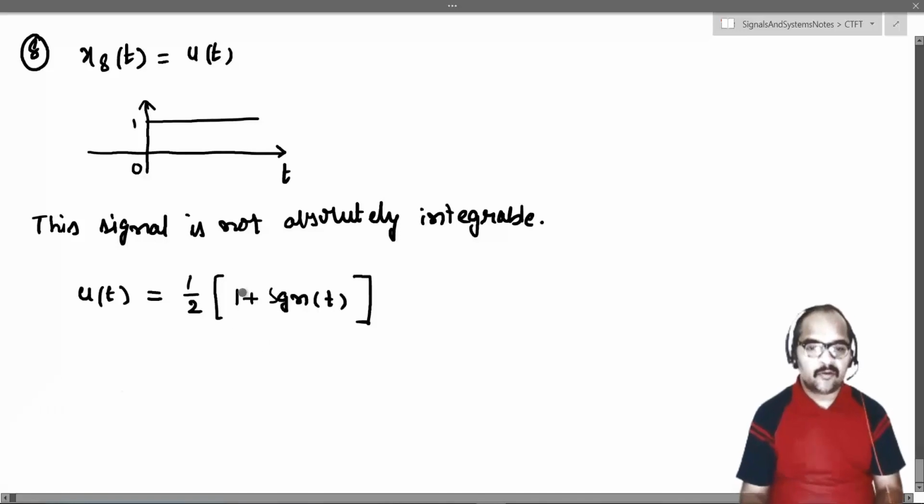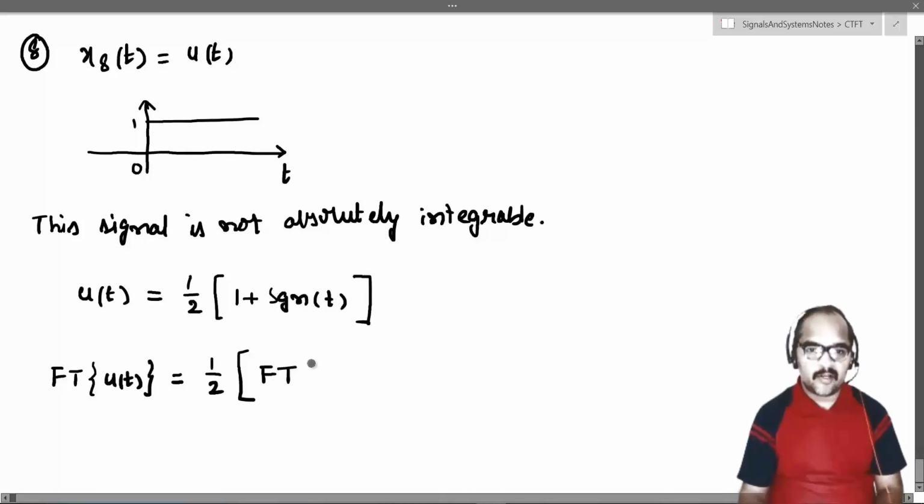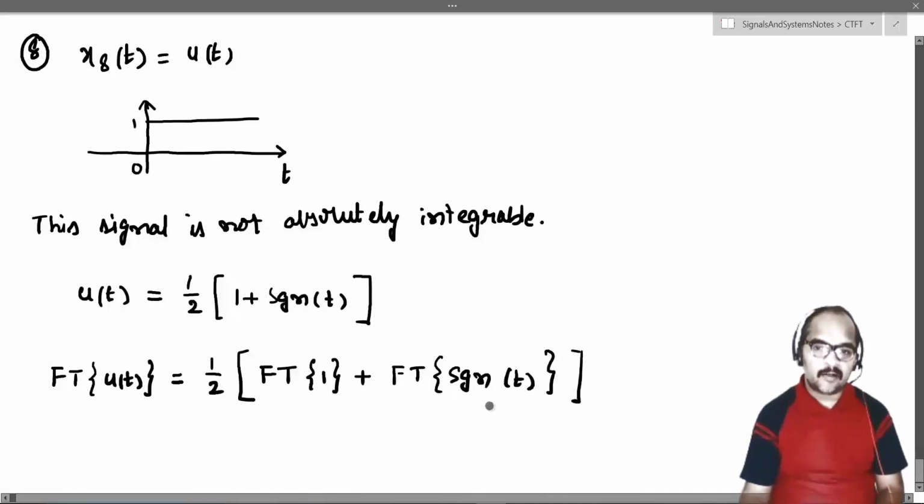Because we know the Fourier transform of 1, which we have just seen, and the Fourier transform of signum of t, we can find the Fourier transform of u of t using this relation. So the Fourier transform of u of t is, sorry that I am using the linearity property before mentioning it, but that's okay, 1 by 2 is a constant, we can bring it out. We get the Fourier transform of 1 plus the Fourier transform of signum of t.